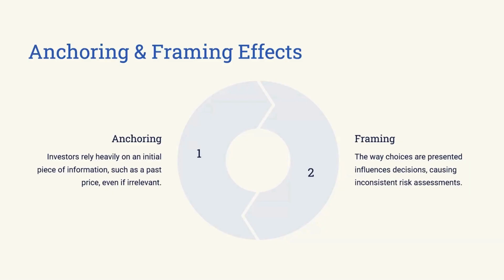For an application example, an investor refused to sell a stock trading at 50 rupees, convinced it was undervalued because they remember it was once 150 rupees. Their anchor prevents them from cutting losses even against fundamental evidence. Second, a financial product advertised as having a 95% chance of success, a gain frame, attracts more investors than one advertised as having a 5% chance of failure, a loss frame, despite being statistically identical, illustrating the framing effect. Let's proceed with the next slide.